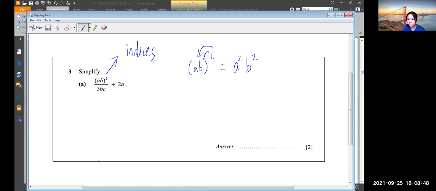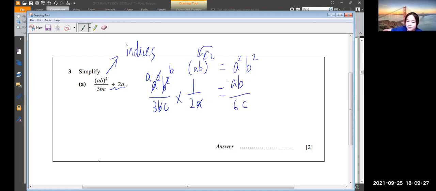Then your numerator will be changed to a squared b squared, and of course 3bc. Over here you have a divide by 2a. When you divide by 2a, it is the same as times 1 over 2a. The next step is, of course, you do cancellation. So you have a squared, you have a, so you have a above. And then you have b squared and b, so you have b above. Ultimately you will end up with ab above, and below is 2 times 3, which is 6, and then of course c left. So this is one of the answers.